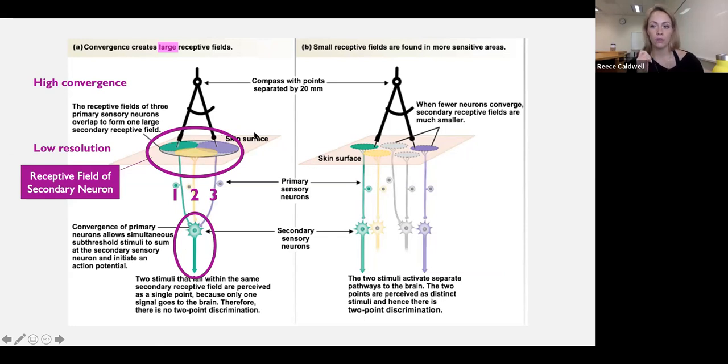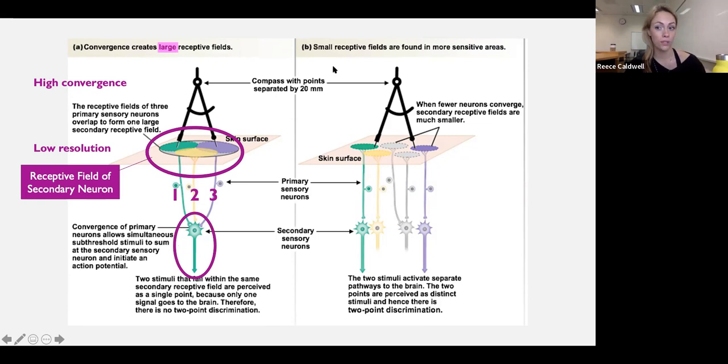So you can think of like a camera. If you increase the resolution of a camera, the image becomes very clear. If you decrease the resolution of the camera of a photo, it becomes very blurry. So that's how our large receptive fields work. They have low resolution. You don't have a very precise location identification. You feel touch coming from just one entire area instead of 2 different areas because of those highly converging neurons into that secondary neuron. So that's our large receptive field.